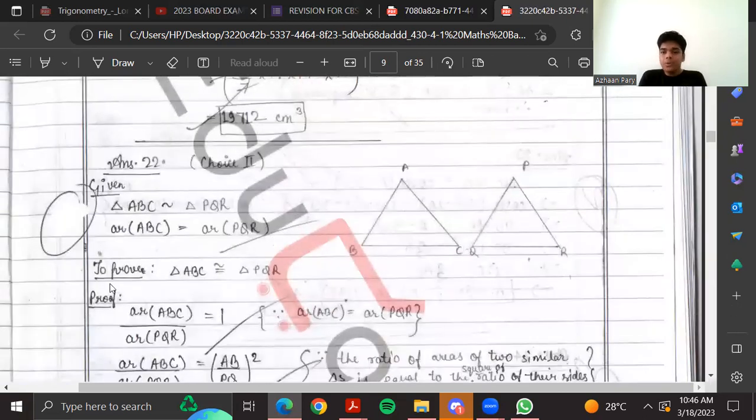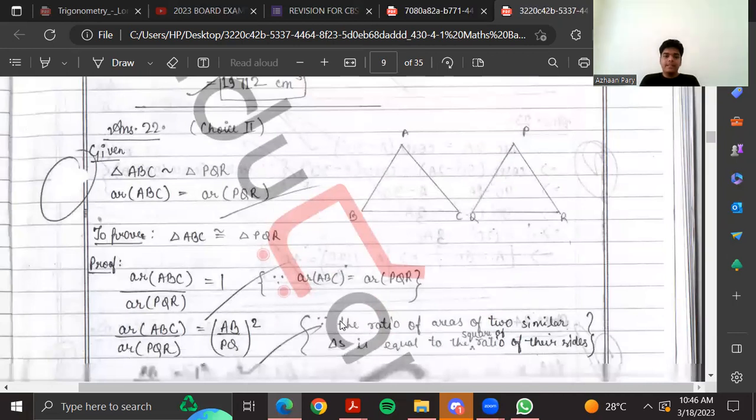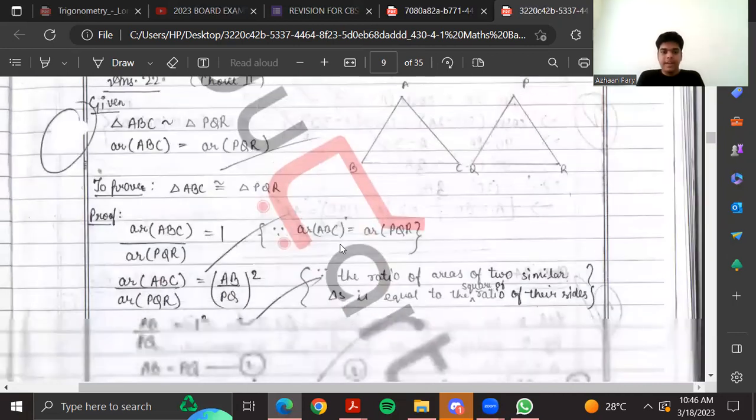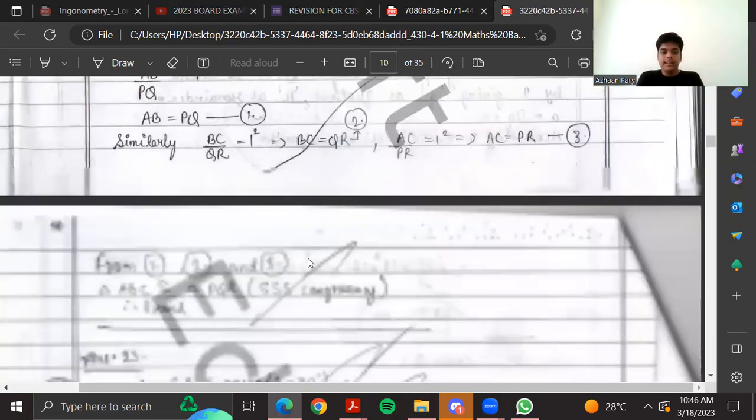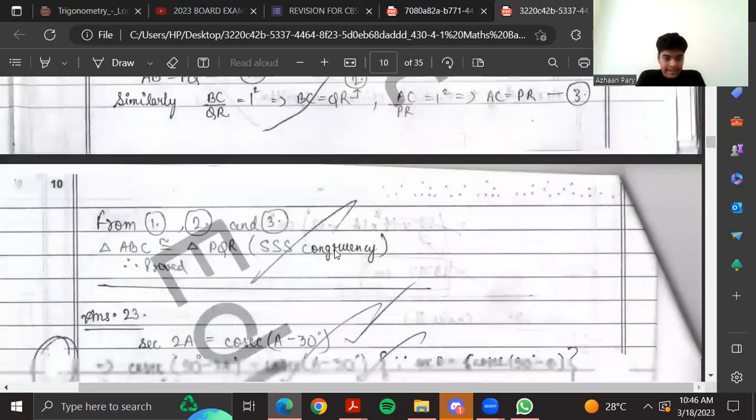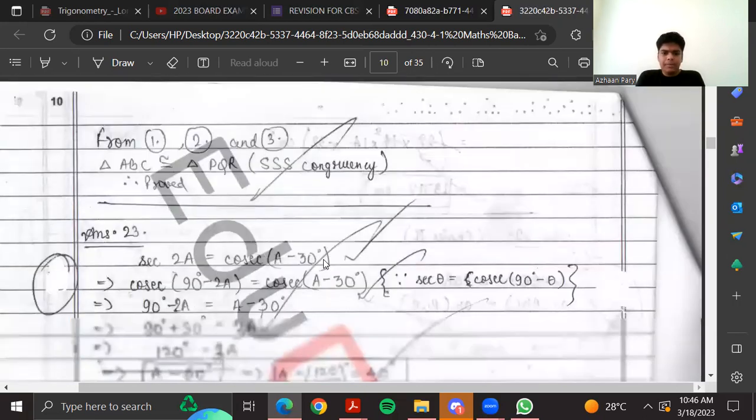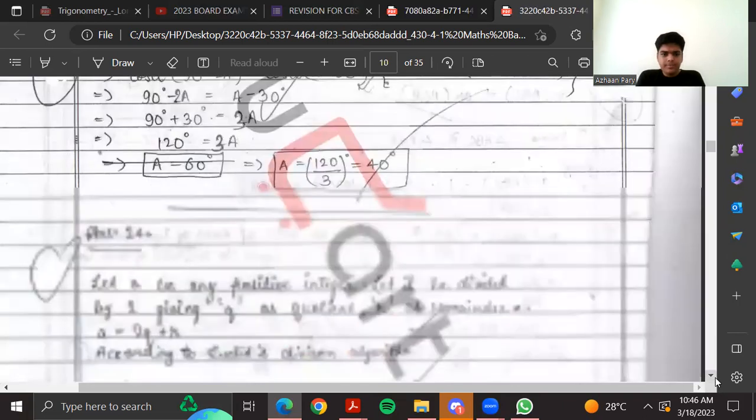Next, we have triangle questions. Again, given, to prove. It is very important. See, all this has been ticked. The final step alone is not given marks. Everything is being checked. So that's about triangles. Then, yeah, complementary angles are deleted.